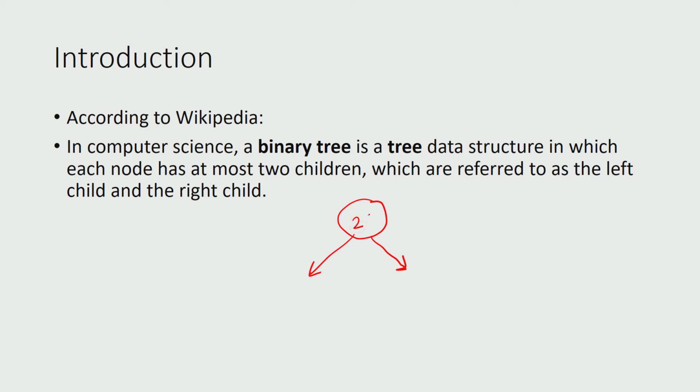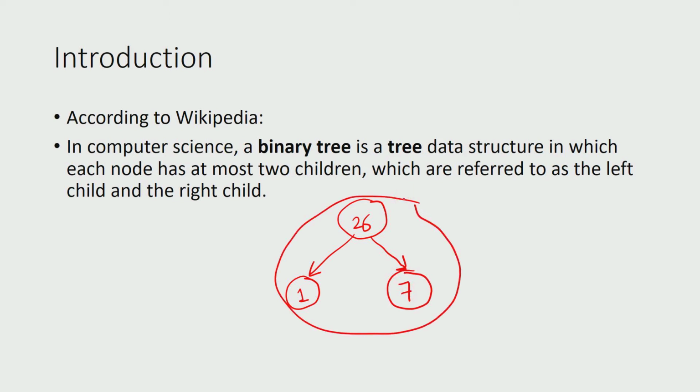Let us say this is 26, and let us say this is 1, and let us say this is 7. So this is a tree data structure, and it can even have some more children. Let us say it has 71 as well. In that case, it's not a binary tree, it's just a tree. For a tree to be a binary tree, it should have at most two children. If it has three children at any node, then it's not a binary tree.